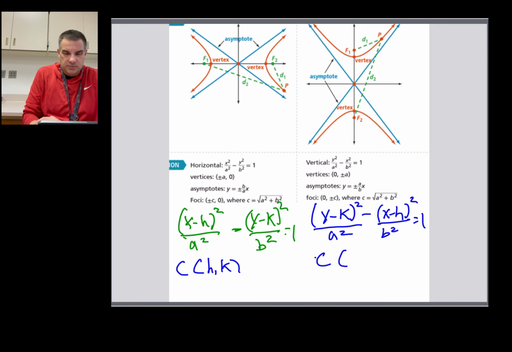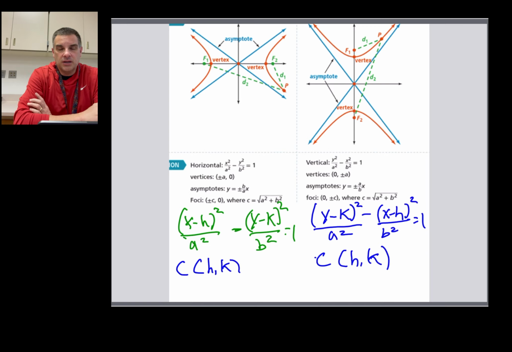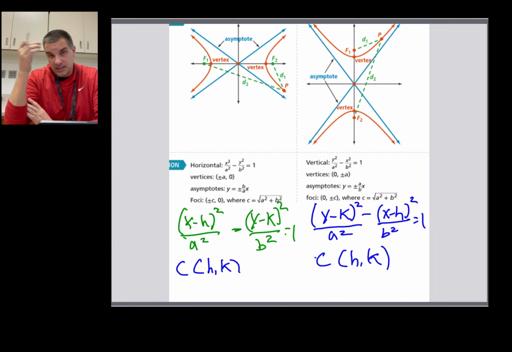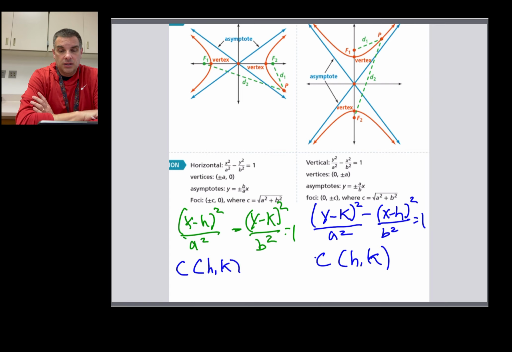The center for this one is going to be h, k as well, but again, you've got to be careful when you're doing the center of the vertical one, because remember, y's go with y's and x's go with x's. So it's y minus k, so we need to make sure that we put that in the k value and the x value for that.